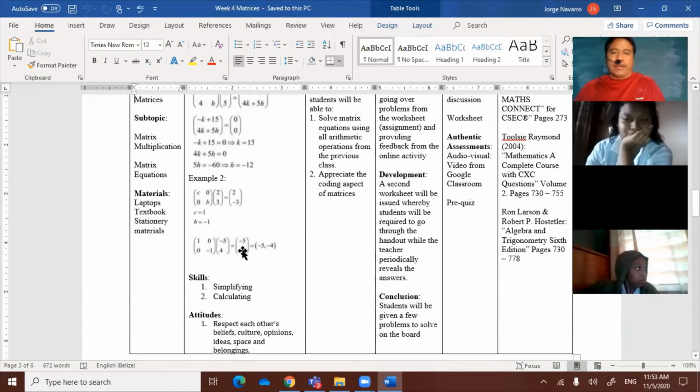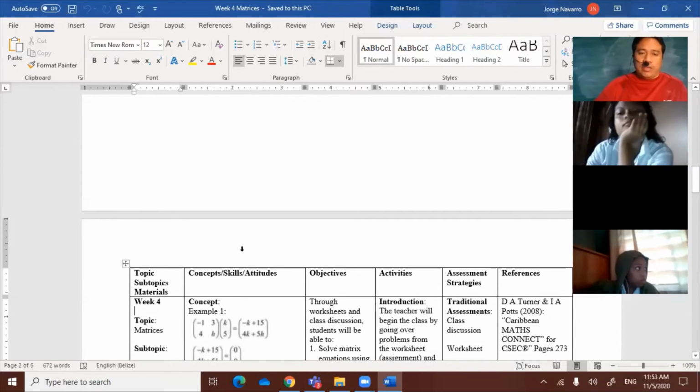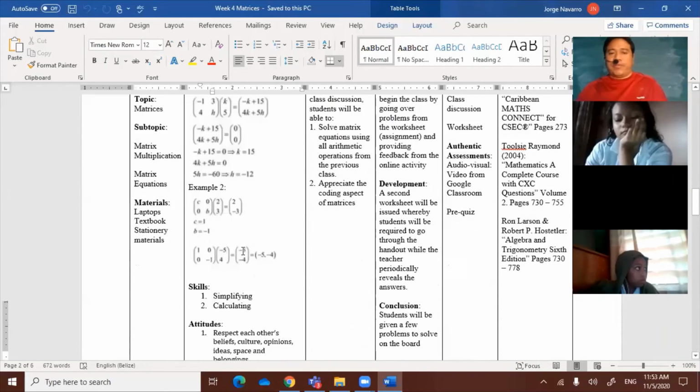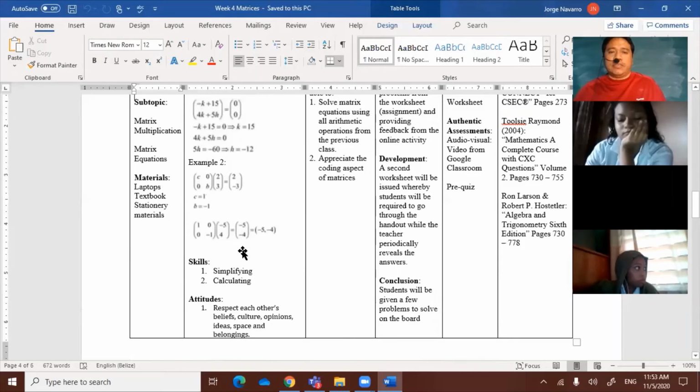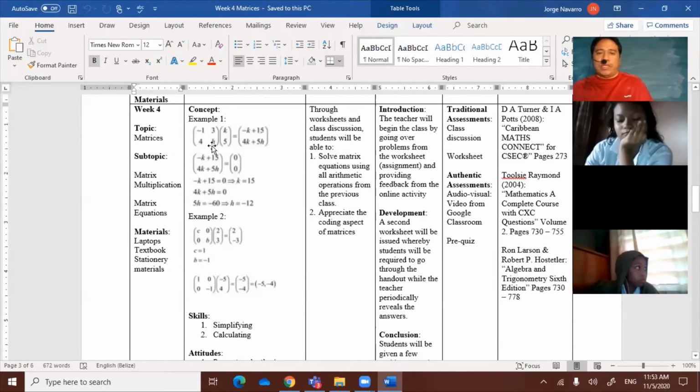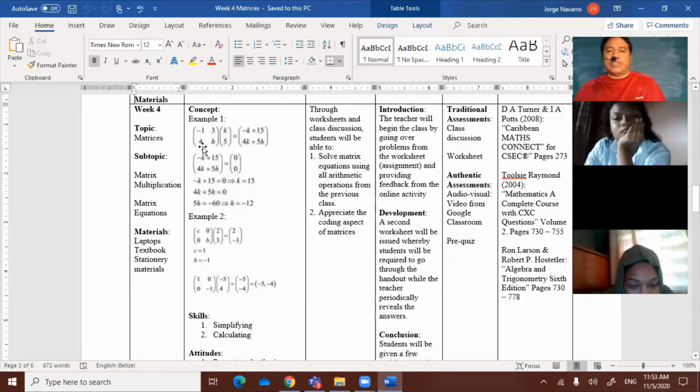Then here we have an example of how we use the matrix multiplication. So notice how they have it. It says example: negative 1, 3, 4, h times k, 5 will give me negative k plus 15, because you say negative 1 times k, that's negative k, plus 3 times 5, that's the 15, so negative k plus 15. And then in the other one, it says 4 times k is 4k, plus h times 5 is 5h. And then they say that negative k plus 15 and 4k plus 5h is equal to the matrix 0, 0.